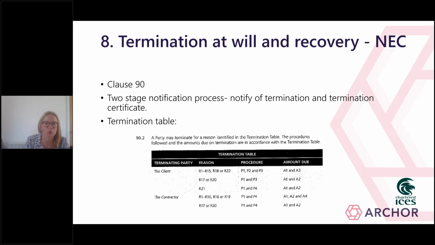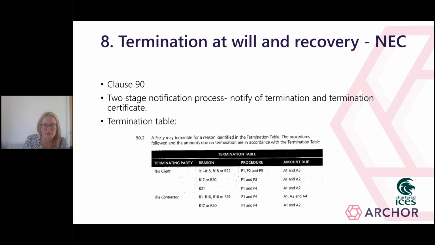So starting with clause 90, there is a two-stage notification process. There's a notification of the termination, and then there is a termination certificate which is issued by the project manager, confirming whether or not the termination is in accordance with the contract. Now, what clause 90 also has is the termination table. And as 90.2 says, a party may terminate for a reason identified in the termination table, the procedures are followed and the amounts due on termination are in accordance with the termination table.